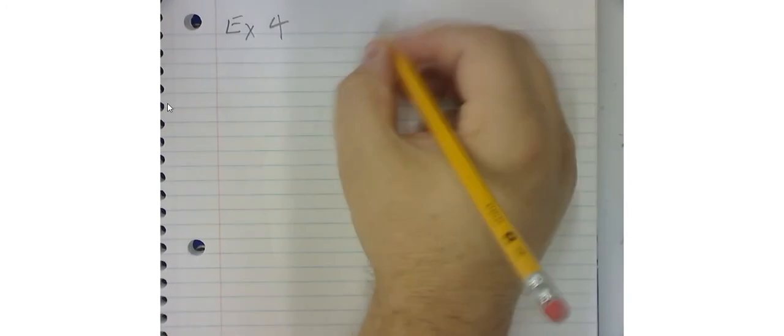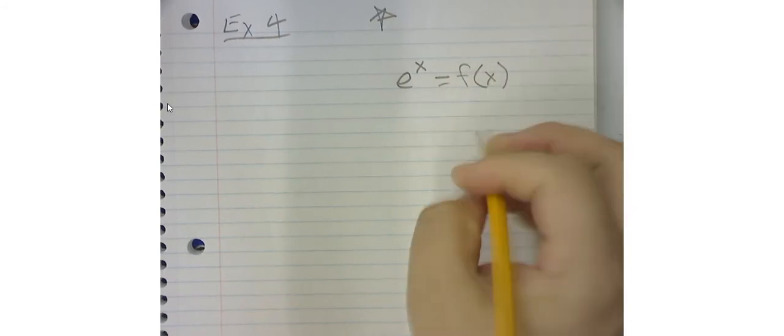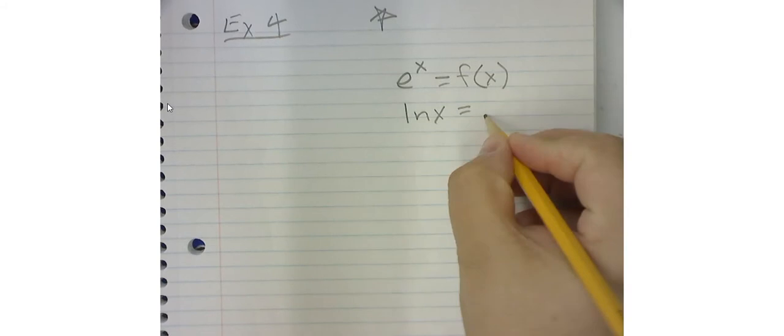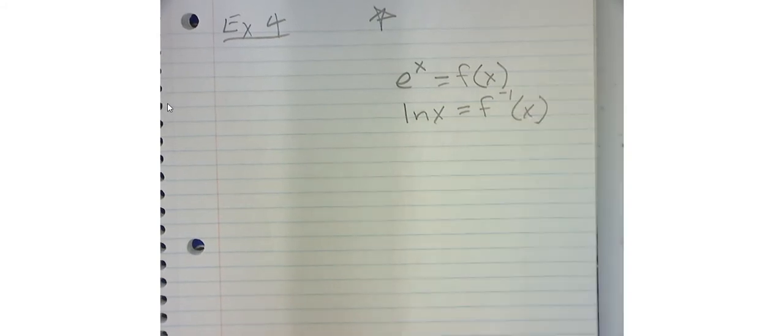Okay, so for example number 4 out of your text, we're going to use inverse properties. What I just want to remind you guys for example number 4 is that e to the x, if that's a function, the inverse of that is the natural log of x. Okay, and so there are some interesting properties.